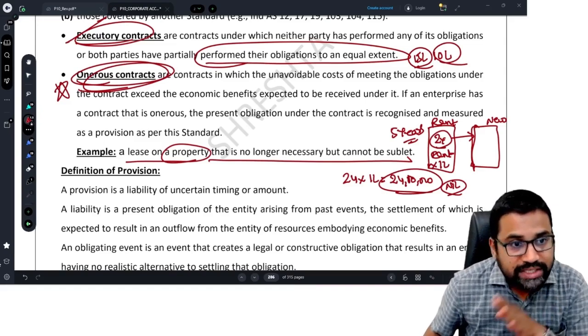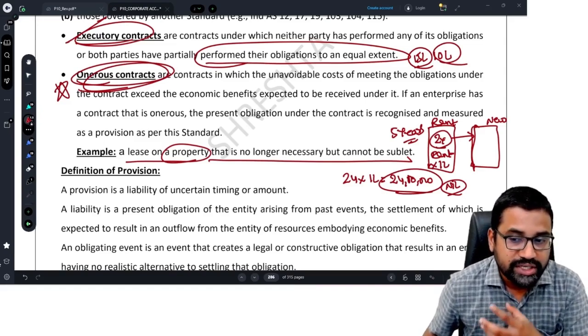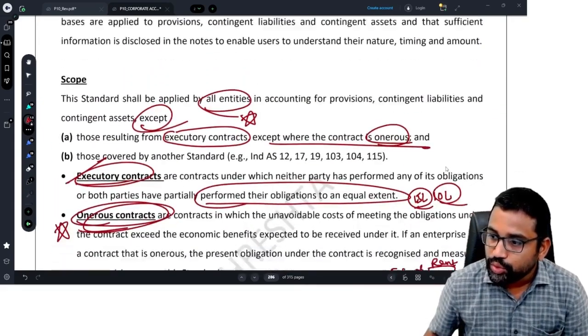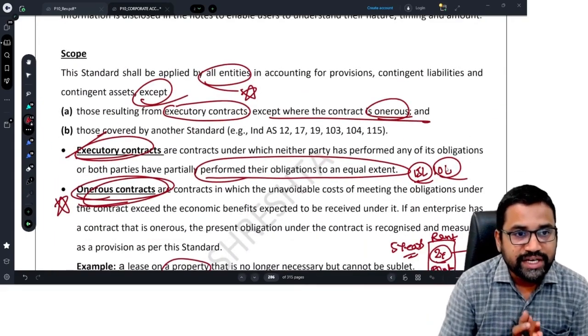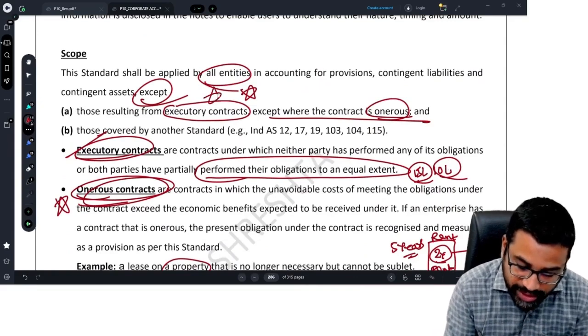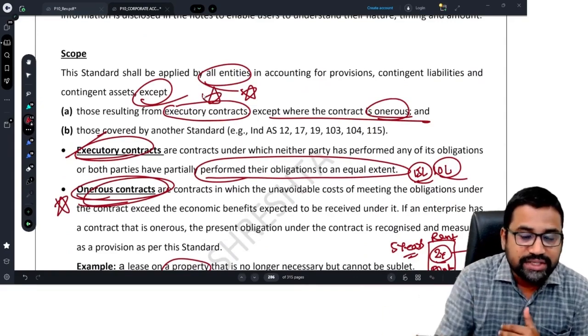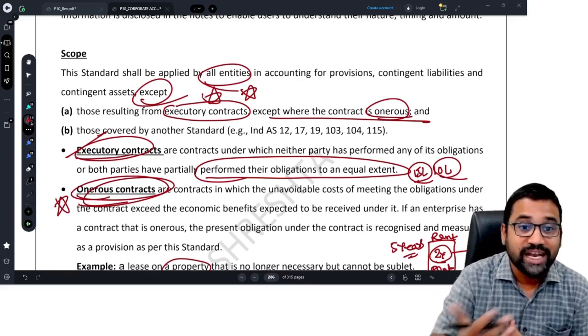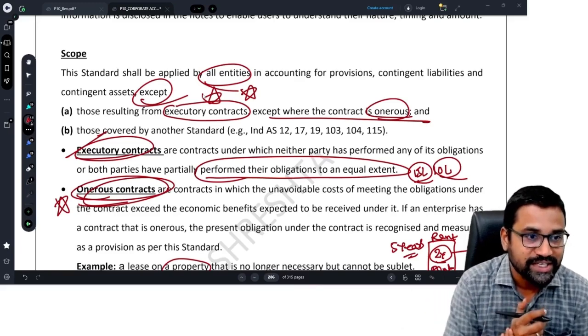But if it is only executory, and not an onerous contract, then this standard is not applicable. So, scope of the standard: this standard is not applicable if the contract is an executory contract. If the contract is onerous, then that is an exception. That means the standard is applicable if the contract is onerous in nature.